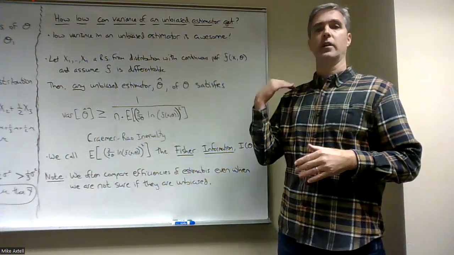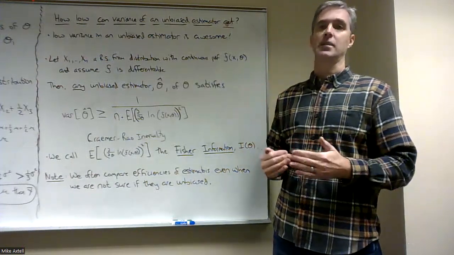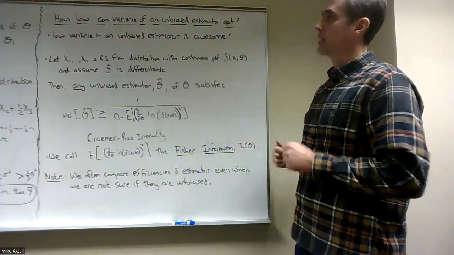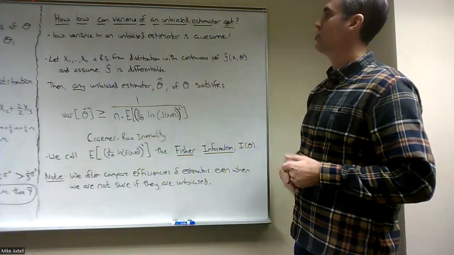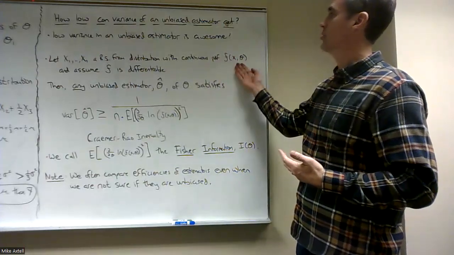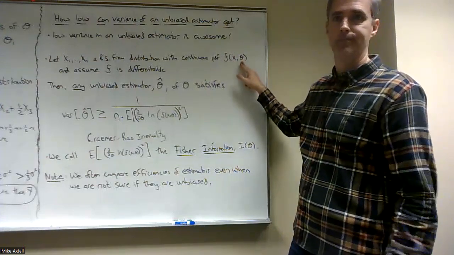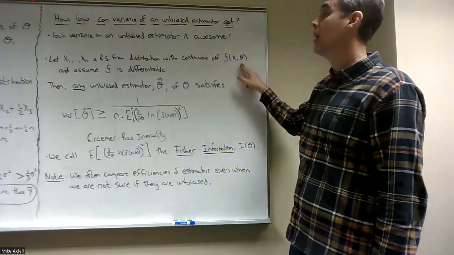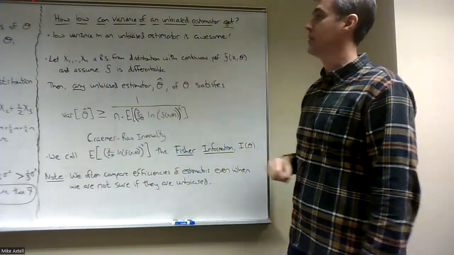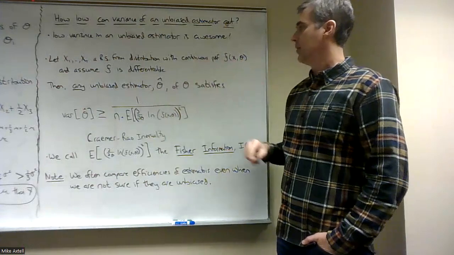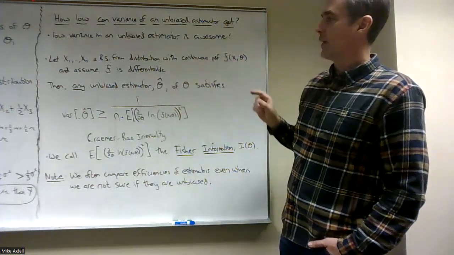So this gives us a lower bound on what the variance can possibly be for an unbiased estimator. Let X1 through Xm be a random sample from a continuous distribution. It has a PDF f(x; theta) with some parameter theta that we're probably trying to estimate. Let's assume this PDF is differentiable. If I've got an unbiased estimator of theta, then I know it satisfies the following inequality.